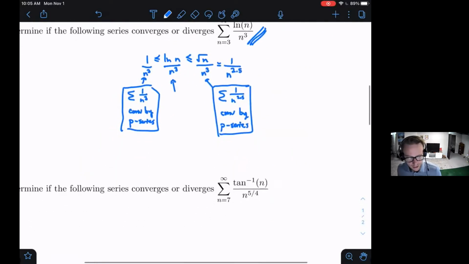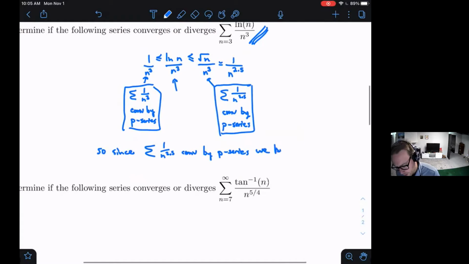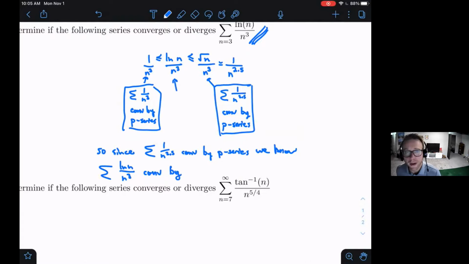And so let's go ahead and give our conclusion statement. I'll say, since, just reiterating here, 1 over n to the 2.5 converges by p series, and this is a nice larger thing, we know that our smaller original series, natural log of n divided by n cubed, must also converge. And this is going to be because of the direct comparison test.